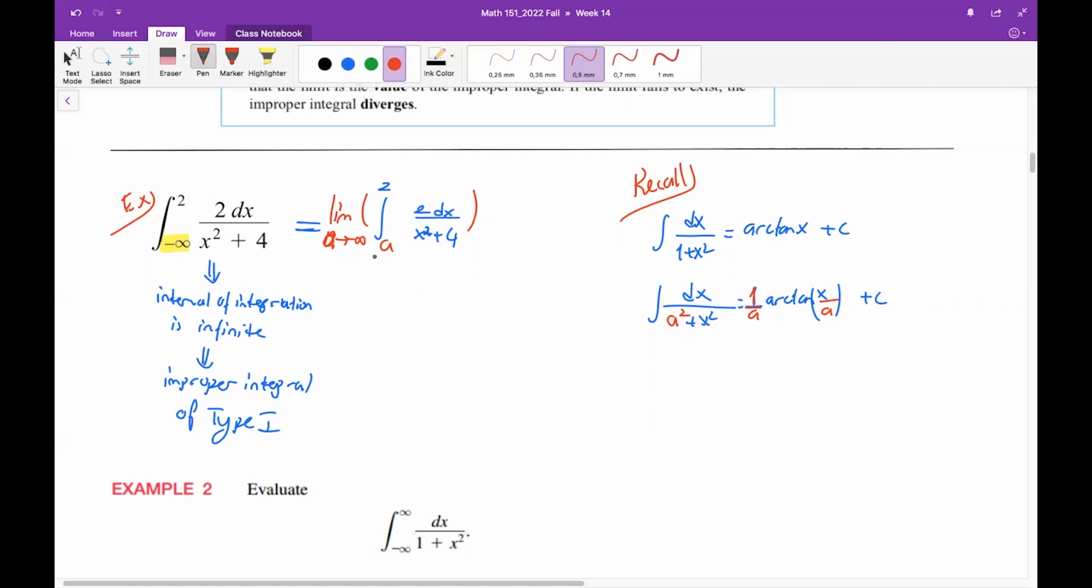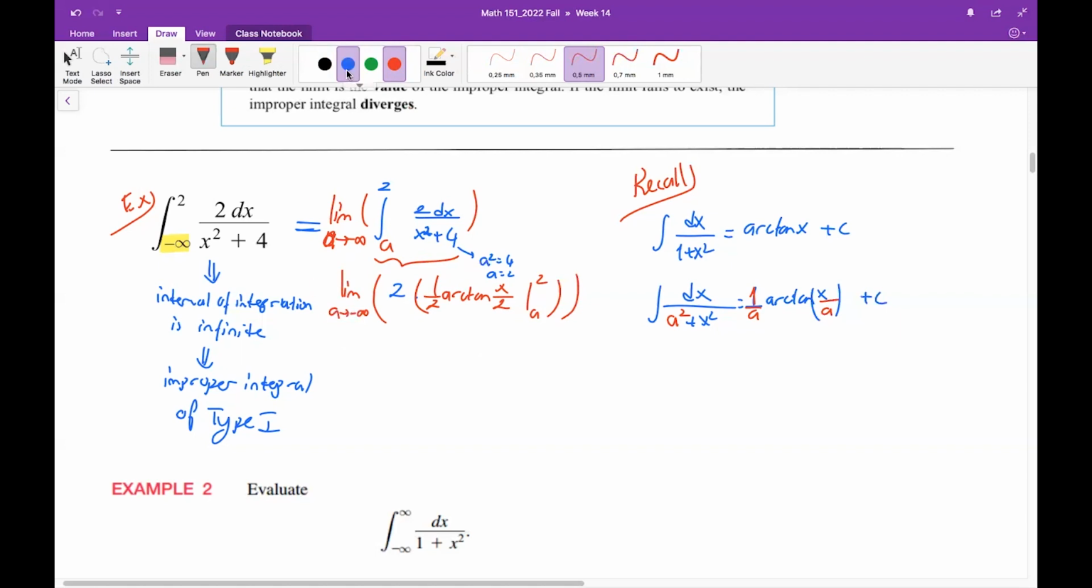So look at our structure, it is exactly like that. That's why I will integrate it as, okay, these two can go out, right? It is 1 over a. What is a here? So a square is 4, a is 2. So I am using this property. It is 1 over a arctangent x over a, like that. And we have boundaries, you see. Then I will evaluate from a to 2 of this expression. And at the most outer part, I will compute a limit as a goes to minus infinity.